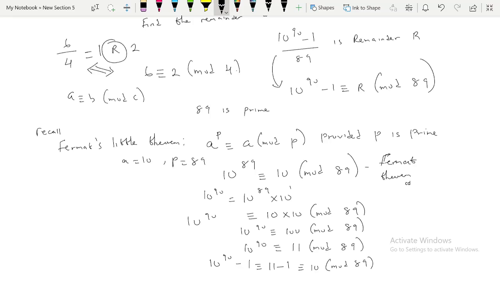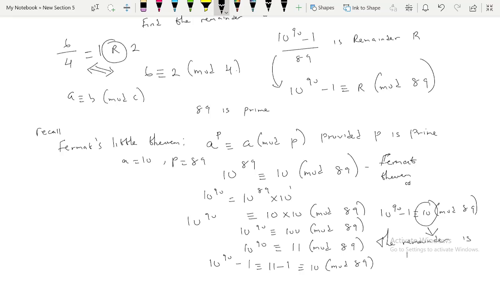So it means that 10 to the power 90 minus 1 is congruent to 10 in mod 89, or rather, when you divide 10 to the power 90 minus 1 by 89, the remainder is 10. So the answer is actually 10, or the remainder is 10. So that's how you solve this.